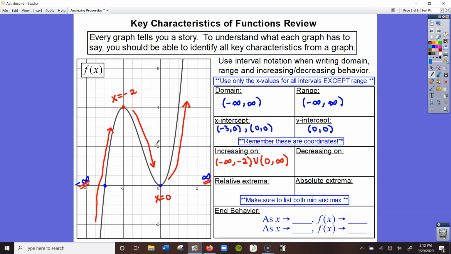For decreasing, we only have one decreasing interval. That's this one arrow that's going down. It starts decreasing at x is equal to -2, and it stops decreasing at 0.